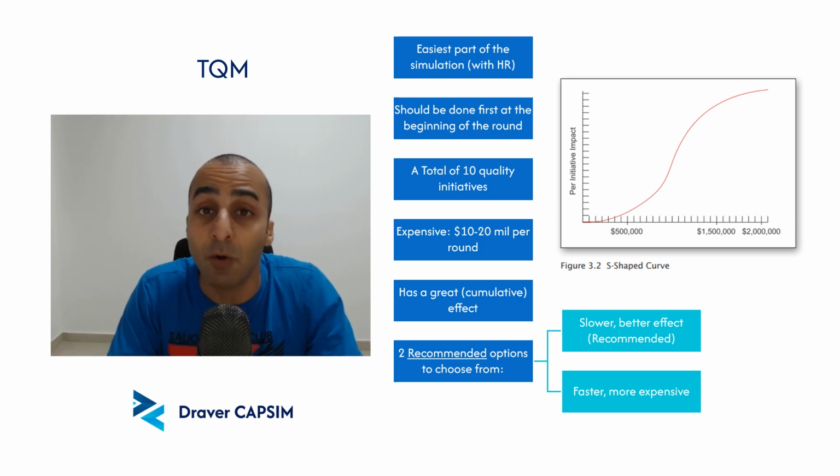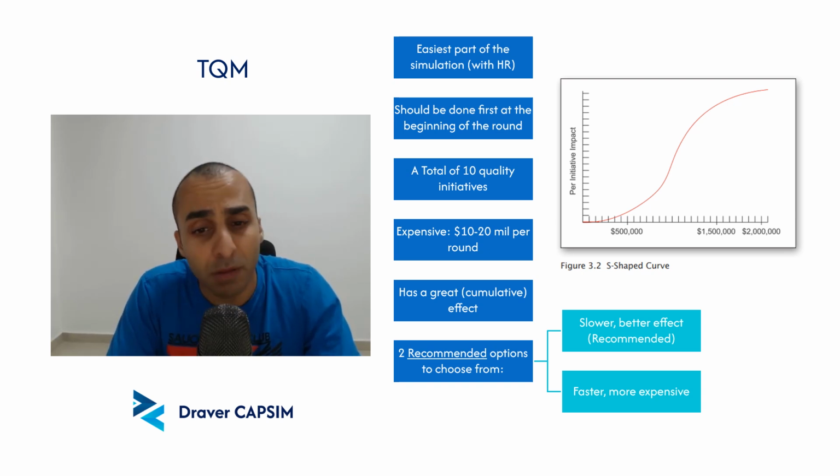So what is TQM? TQM stands for Total Quality Management. It is a set of 10 quality initiatives that you invest in, and they have various impacts, and in general they make your company perform better and be more efficient. It is relatively expensive. It costs between $10 to $20 million per round, but it has a very great effect that outweighs the cost, so it is very recommended to invest in it.